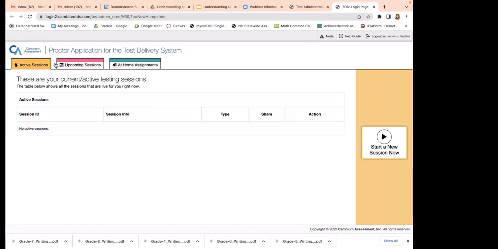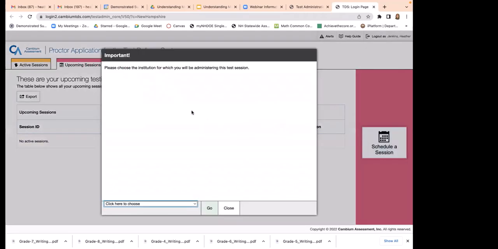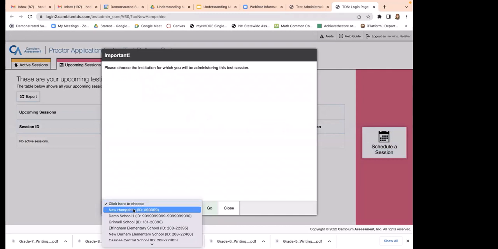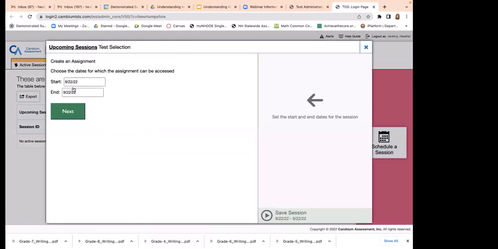So active sessions are one thing. Then we also have the ability to create an upcoming session. And so what this is, I'm allowed to schedule a session that's up to 2 weeks long. And really what I do is I choose my session time frame. And then I'm able to use the same test session ID number for that particular time frame.